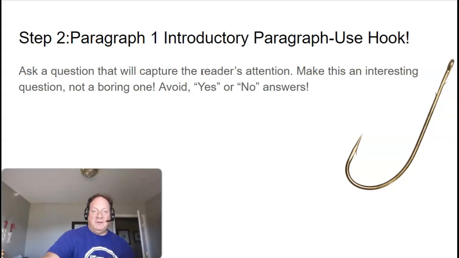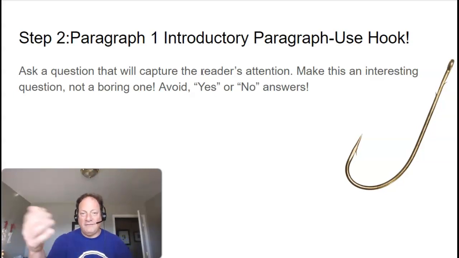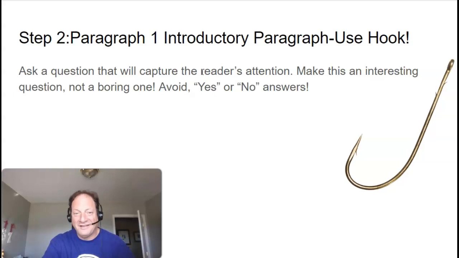7 out of 10 people prefer going to the movies. Okay, I don't know, just whatever statistic you want to make. Make sure it's something that you know to be factual. Don't just make something up like I did. You want it to be factual. The objective is you want to capture that reader's attention.